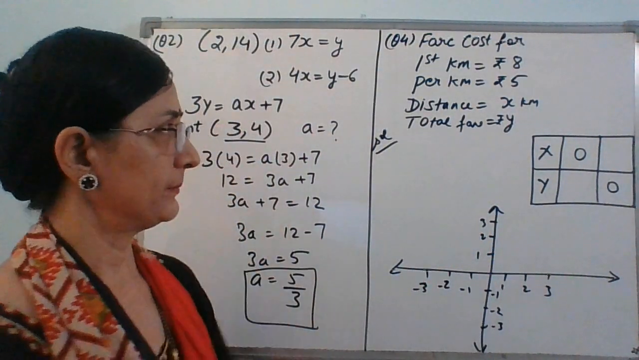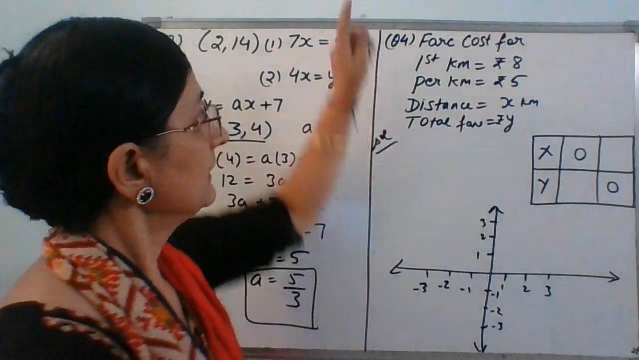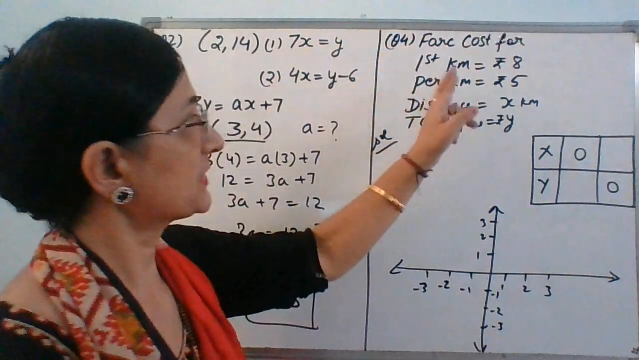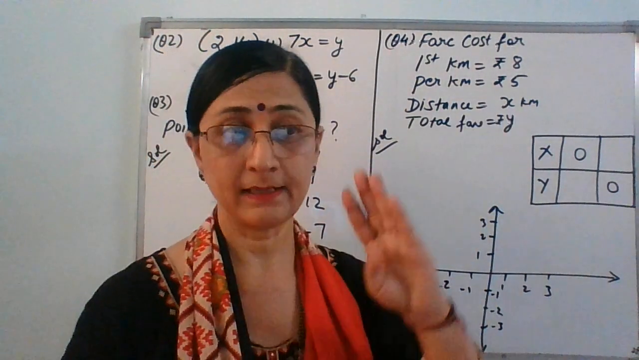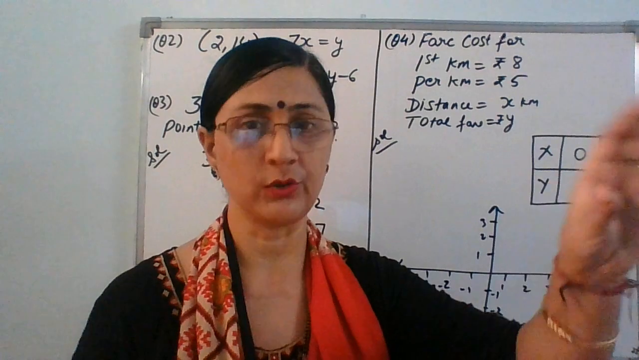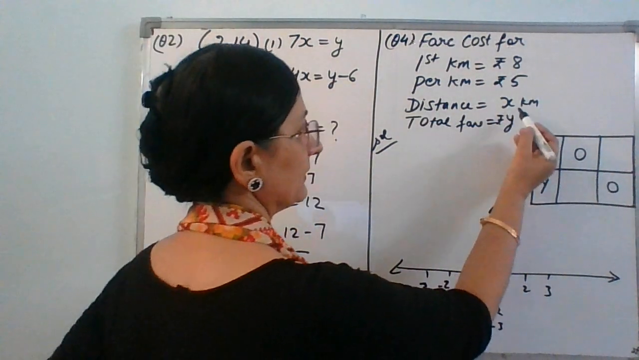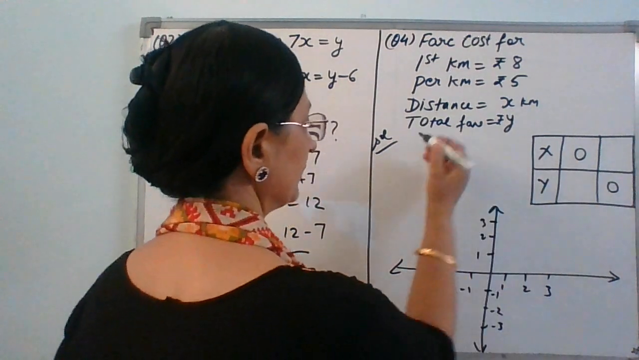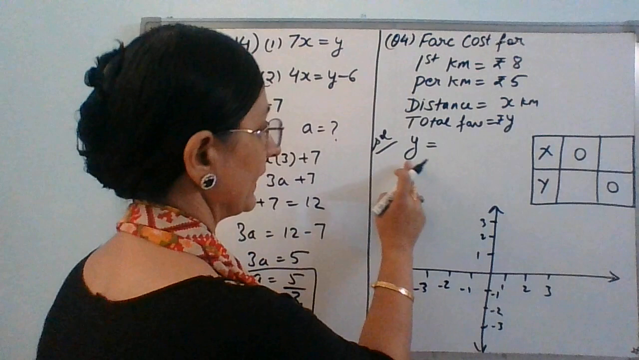Okay, question number 4. There is a taxi fare, right? Some charges have been given. Fare cost for the first kilometer is rupees 8, and then after the first kilometer the per kilometer charge will be 5. That depends on the distance now. So distance has been given as x kilometers, total fare is y. If the total fare is y, how will that fare become total y?